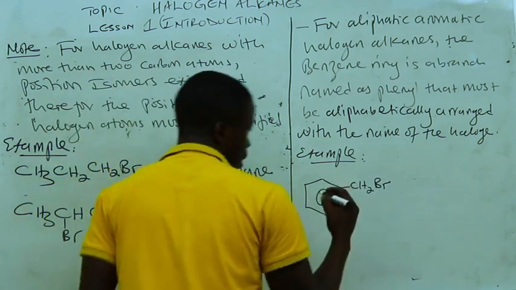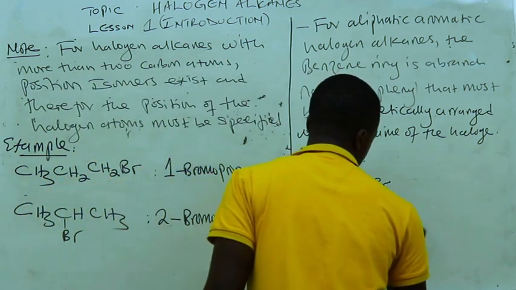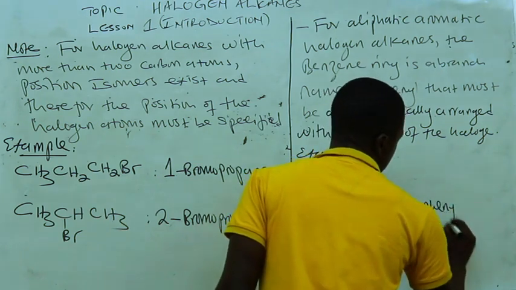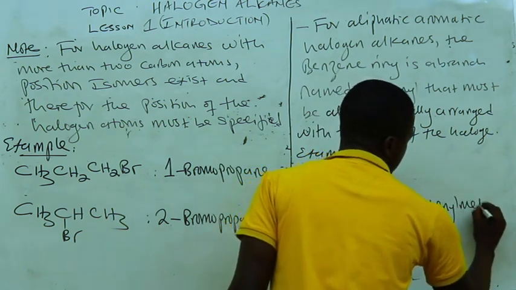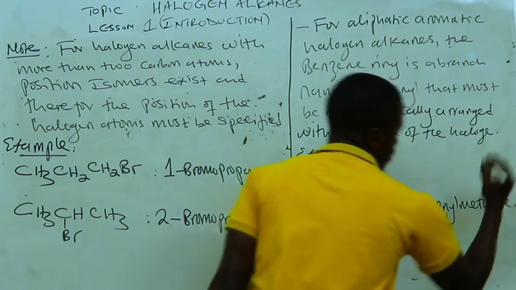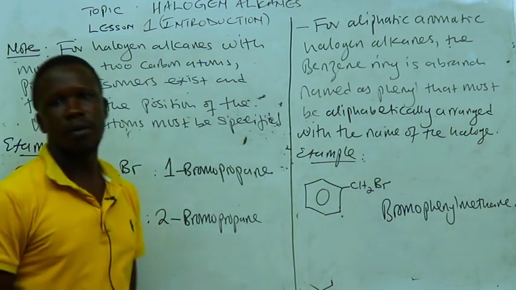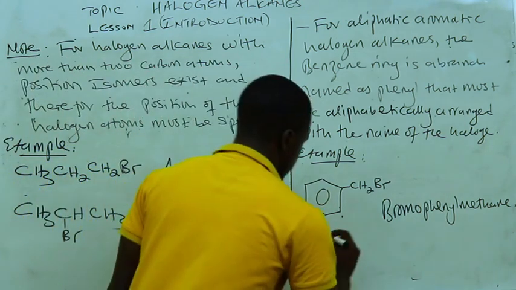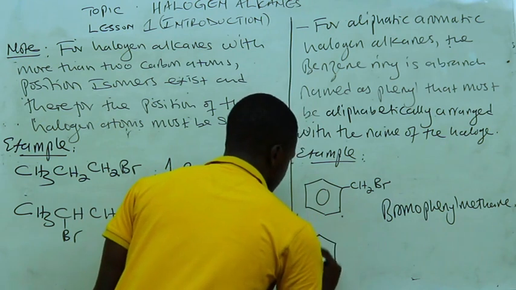So this one, the name will be bromophenyl methane. Bromophenyl methane. Let's increase the number of the side chain on the benzene and we see what will that do.